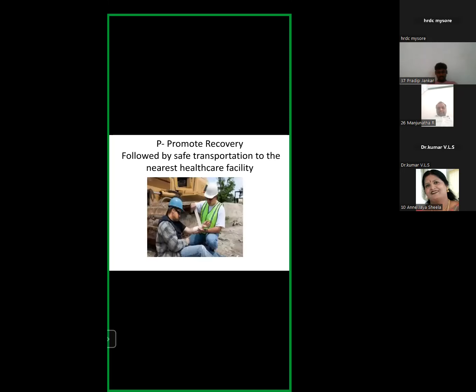And the third P is the promotion of recovery, which is going to help the person recover. For example, after a building collapse, if someone has sustained a fracture, if you stabilize the fractured hand with a splint, a wooden splint, a scale, or anything rigid, that can reduce the pain, reduce the swelling, and reduce the involuntary movement of the fractured ends of the bone, and that will promote healing also.